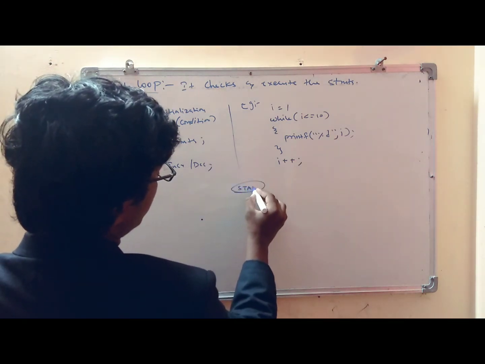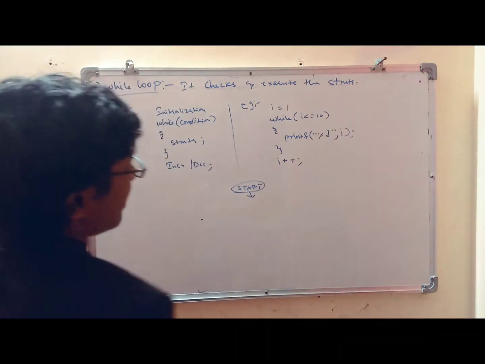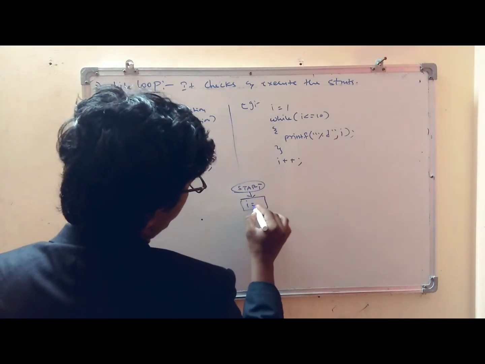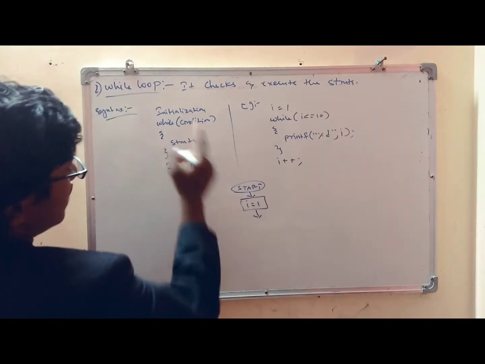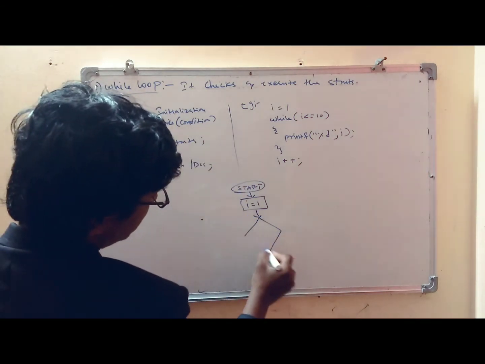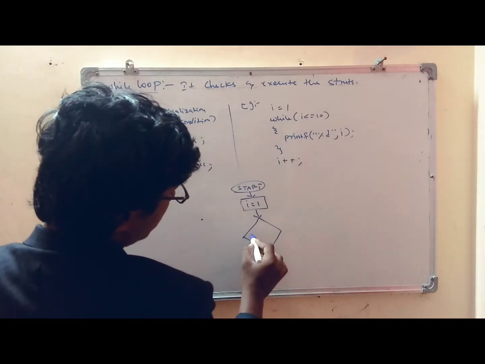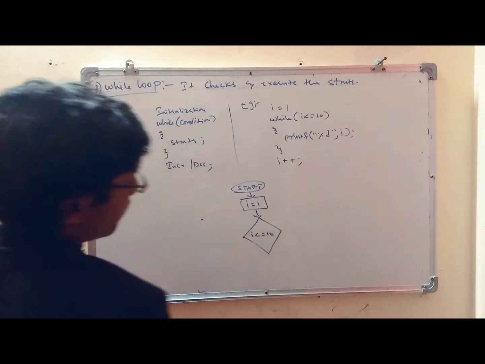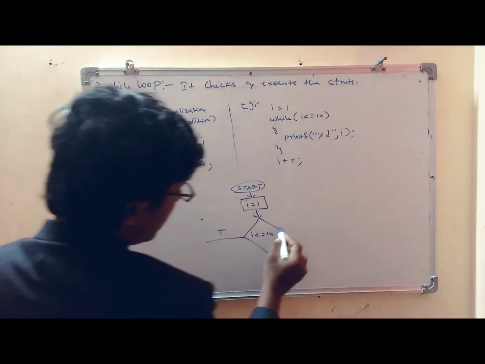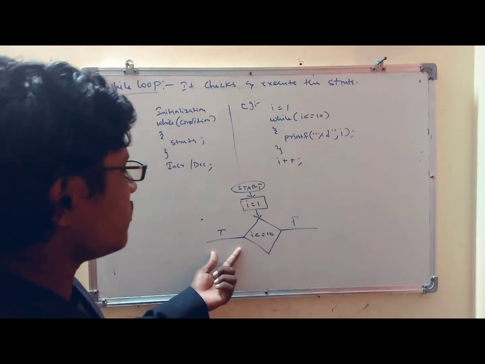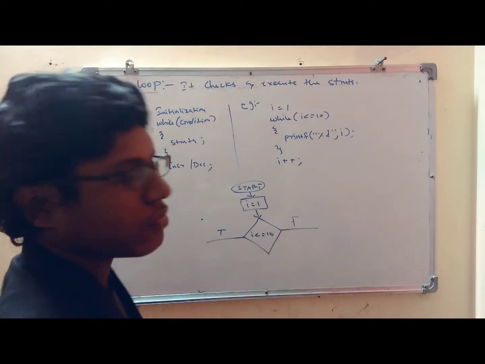So firstly start, and it will go to the initialization i = 1, and it will go to the condition. The condition must be written in the rhombus. Okay, i <= 10. It has true and also false. If the condition is satisfied, it will go to true. Otherwise, it will go to false.